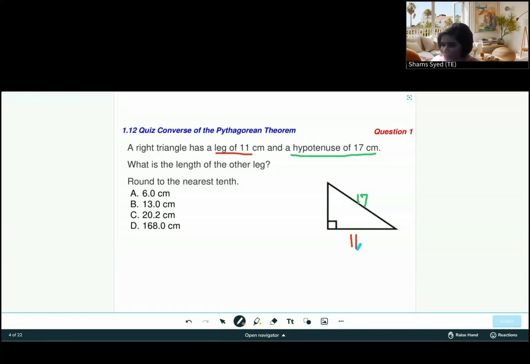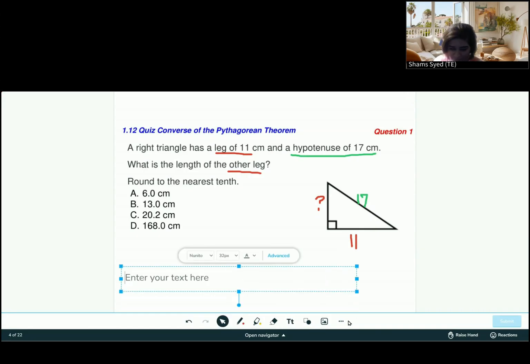Notice one of the legs is given to be 11, hypotenuse is given to be 17. And the question is asking what is the length of the other leg? Well, when we learned and practiced Pythagorean theorem, we practiced two kinds of problems. The first one was applying Pythagorean theorem itself.